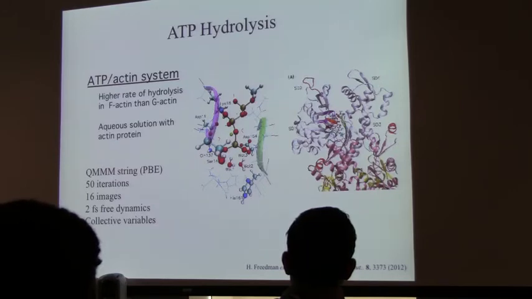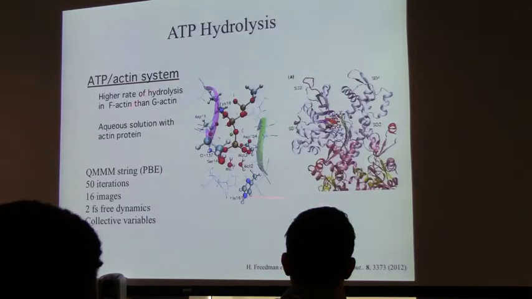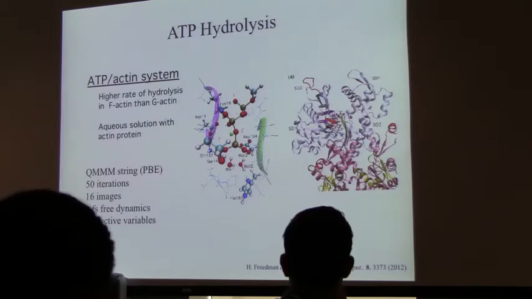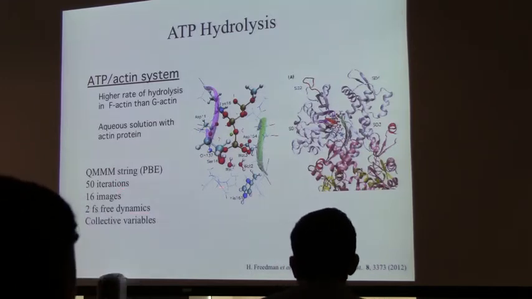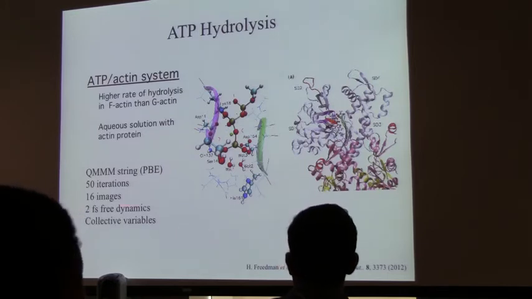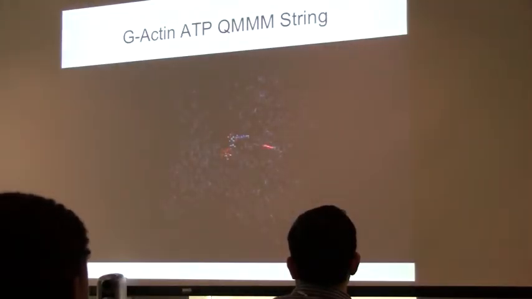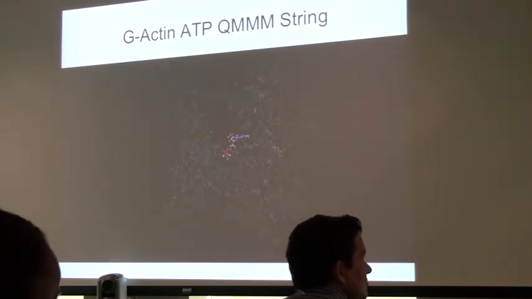So what we try to do is run this same path, but for the entire system using a QM/MM simulation. We did this with the string method, and we were only able to do about 50 iterations, so the results aren't really converged too well. Again, there are 16 images along the path, and we use 2 femtoseconds of free dynamics. In this case, the collective variables are a lot like the ones I showed in the original slide. You can't really see this at all. I just wanted to show you that this is the protein around, obviously, and in the center here we have the ATP.